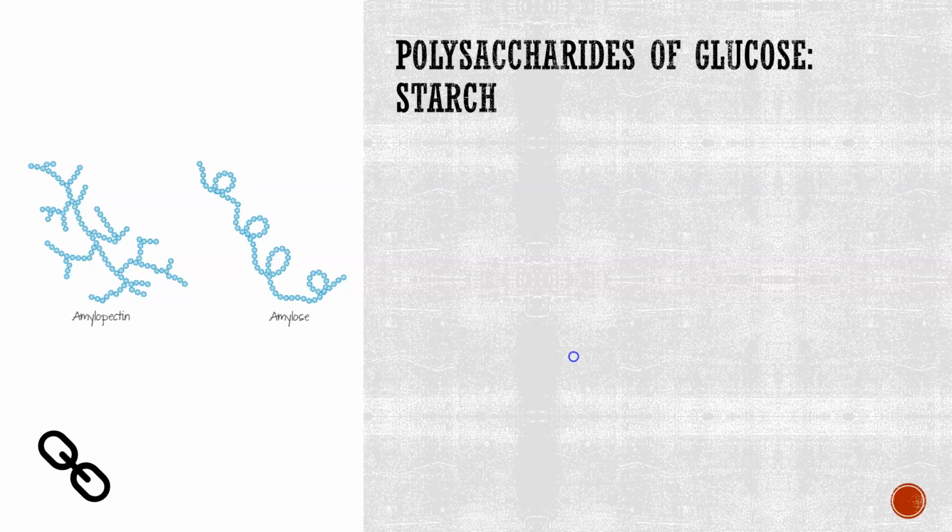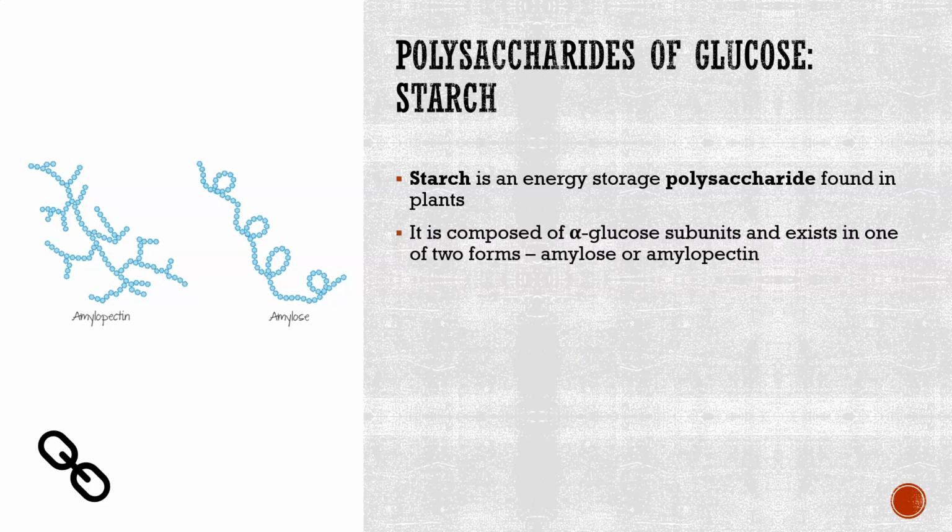So first of all, we've got starch. Now, starch is an energy storage polysaccharide found in plants. It is composed of alpha glucose units and exists in one of two forms. We can have amylose or we can have amylopectin. So you see amylose is more of a straighter chain, whereas amylopectin branches off more.